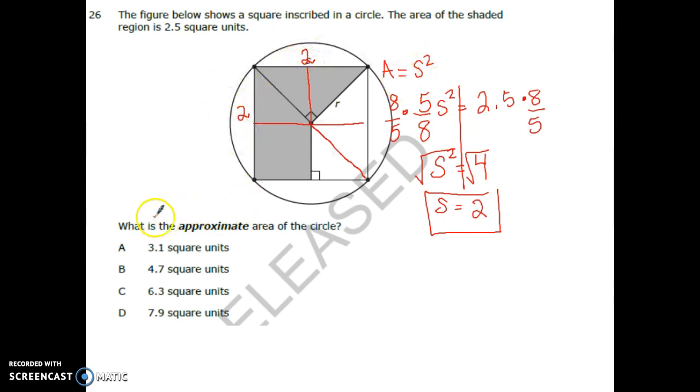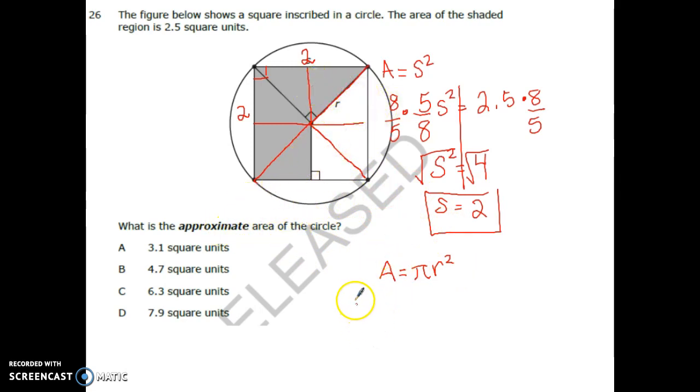Well, they're asking me what is the approximate area of the circle. So the formula for the area of the circle is area is equal to pi r squared. This is my radius, but this entire thing is my diameter. And this is a right triangle. So if I find the diameter, then I take half of the diameter, it'll give me the radius, and then I'm able to find what the area of the circle is.